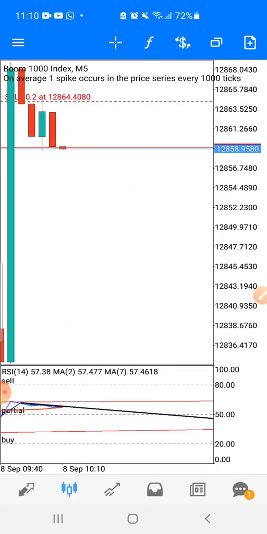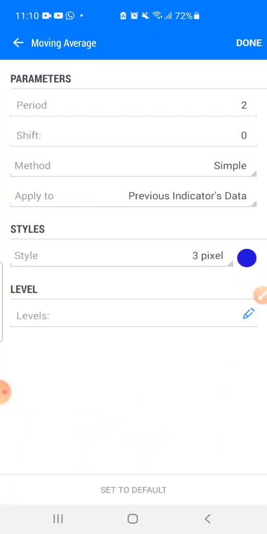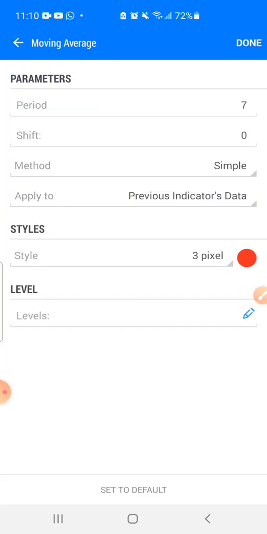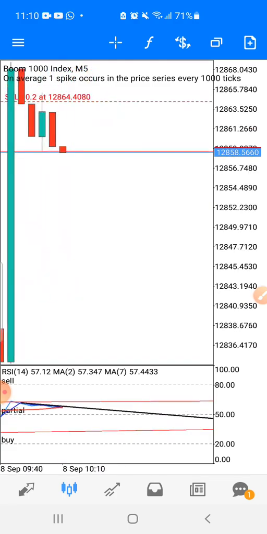So we are done. The next indicator is this moving average, period 2, shift 0, method simple, apply to previous indicator data. Then you can see the style, there is no level, and you click on done. The last moving average is moving average 7, period 7, shift 0, method simple, apply to previous indicator's data. Then the color is red. After that you click on done, and that's all you need for this.